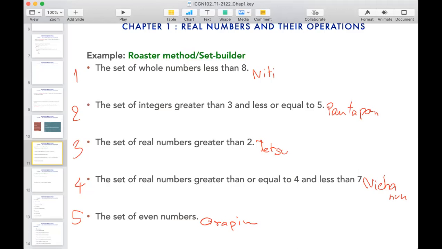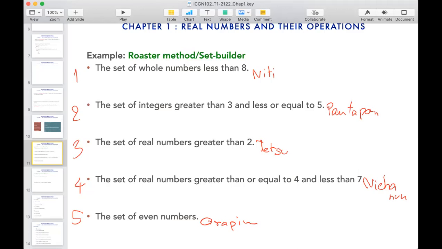So let's see, what about 4, 5, and 6? These are integers only. We still lack other numbers that are not integers in this set, because this set, number 4, is a set of real numbers, right? So that's why you cannot use this one. This one also cannot be used. Otherwise, A is not complete.